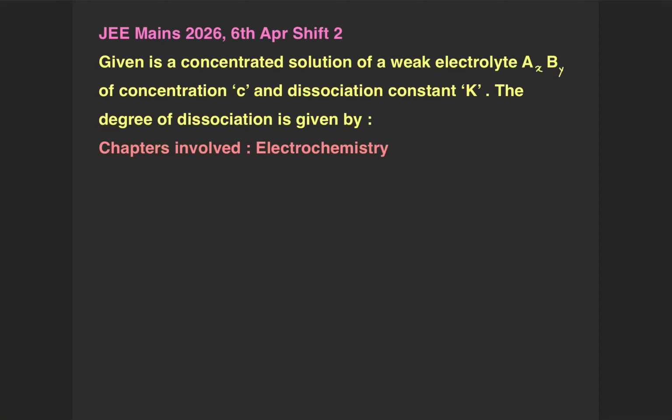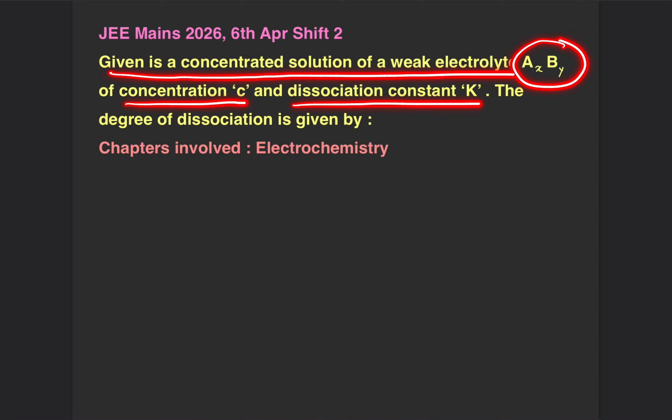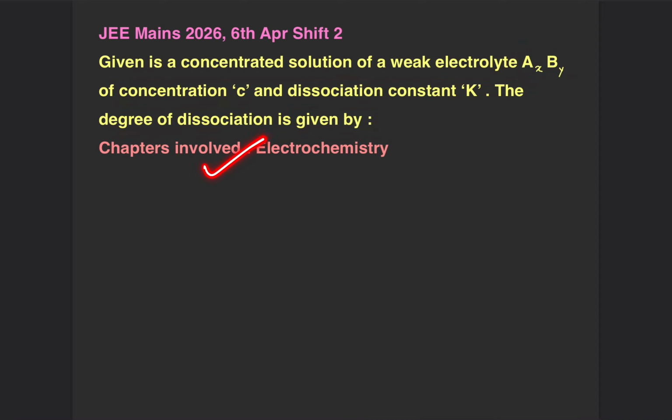Hello everyone. So this is a question from JEE Mains 2026, 6th April Shift 2. Given is a concentrated solution of a weak electrolyte AxBy of concentration C and dissociation constant K, the degree of dissociation is given by. Okay. So the chapter involved is electrochemistry.